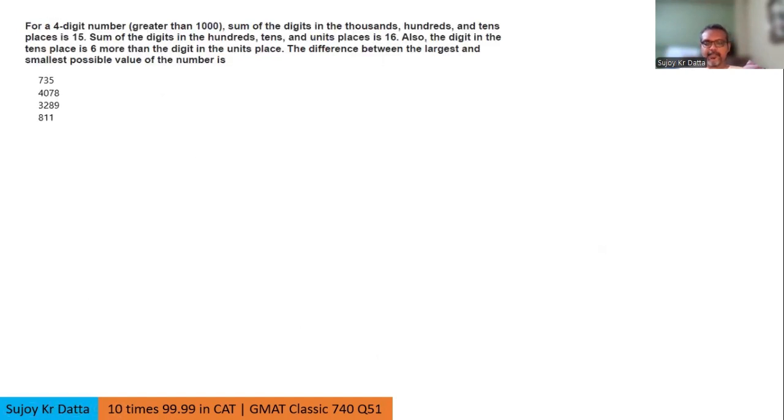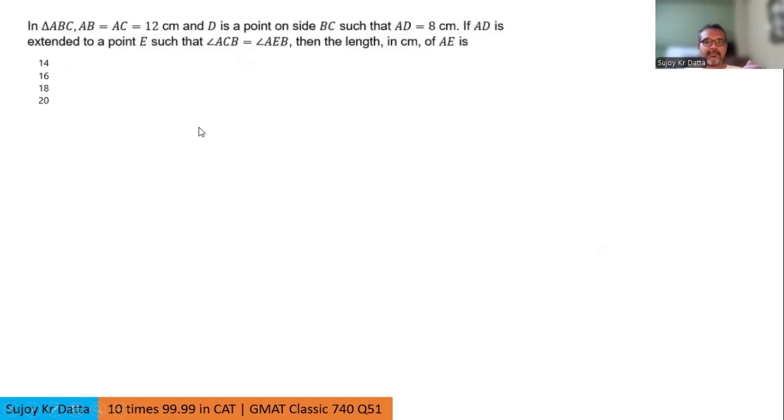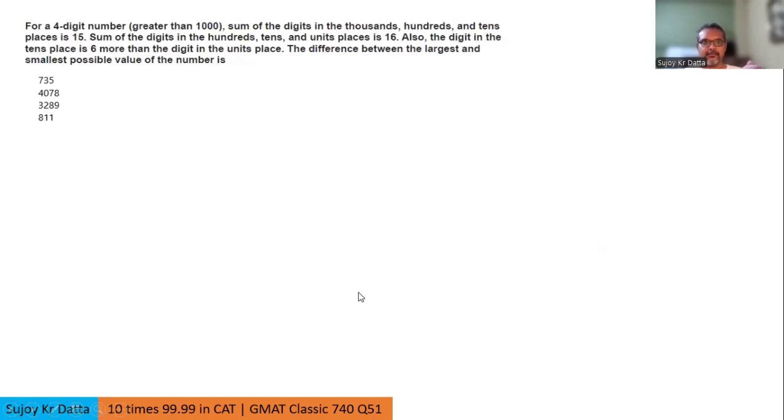So that's number 8 next. A 4-digit number greater than 1000, sum of the digits. So let's take the number first. Let's say A, B, C, D. So that's the thousands, hundreds, tens, and units.